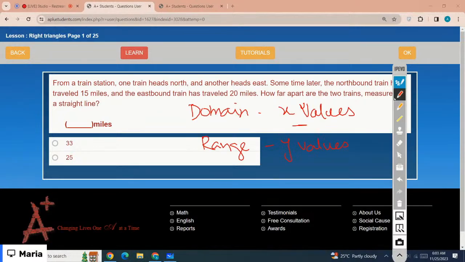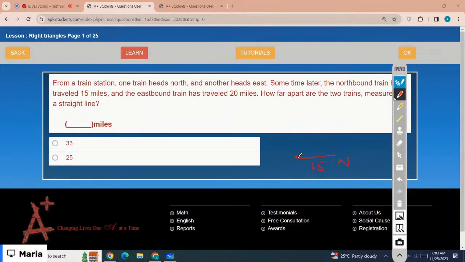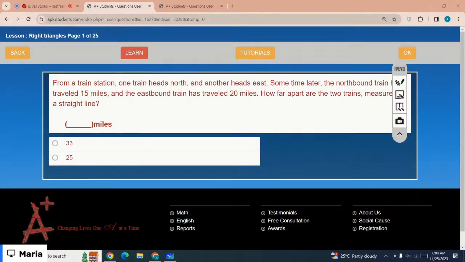So, for example, here is a train station, right? The north one covered 15 miles, and the other one is eastbound and it covers 20 miles. You need to calculate this distance, right? We need to calculate the c, the hypotenuse, right? So just apply the Pythagorean theorem and evaluate the value.